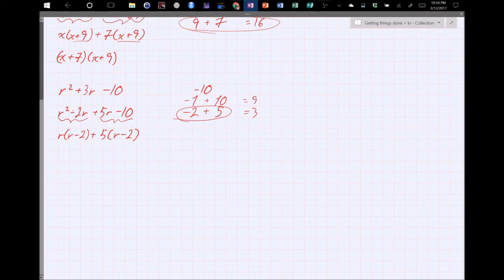Now I factor out my r minus 2 that's in both terms. R minus 2 times r plus 5. And we finished factoring.